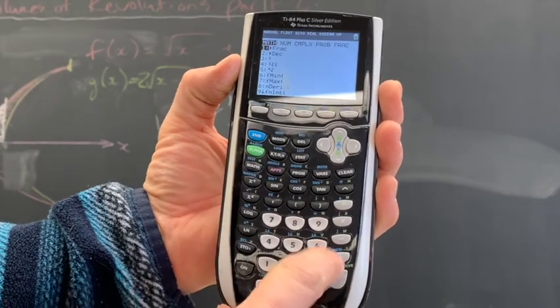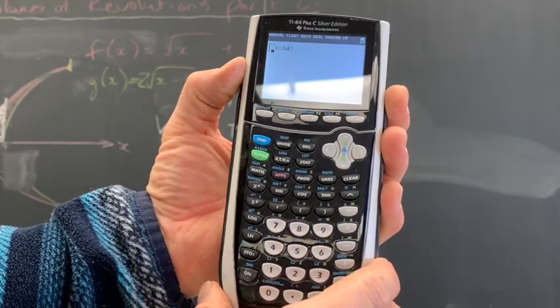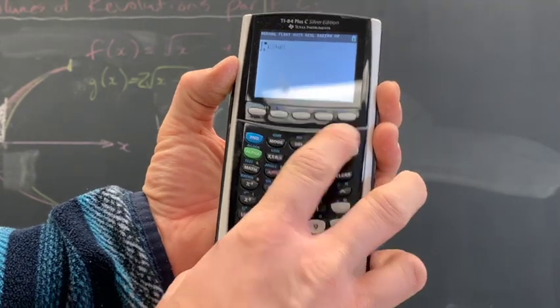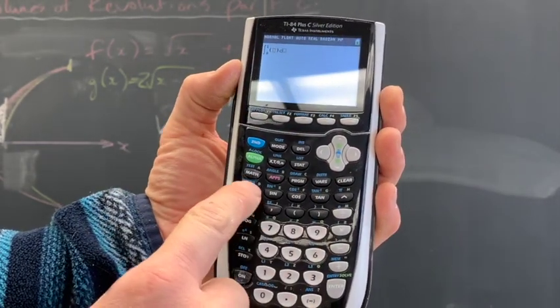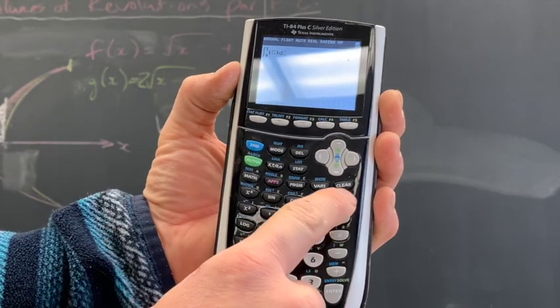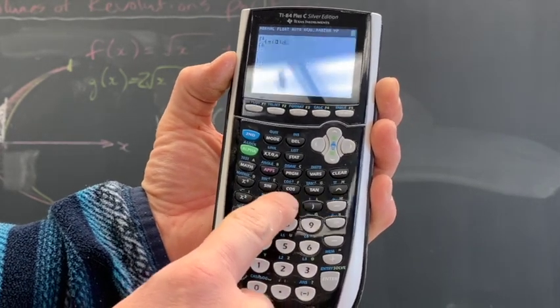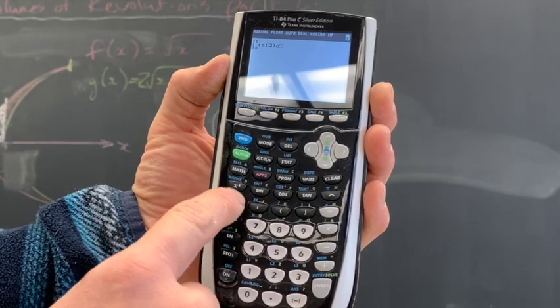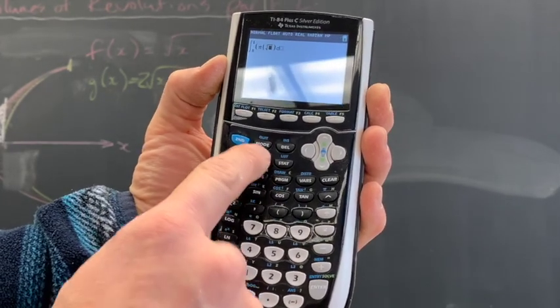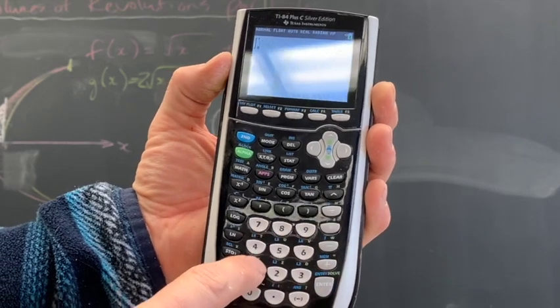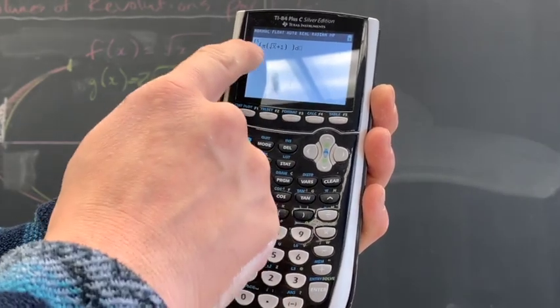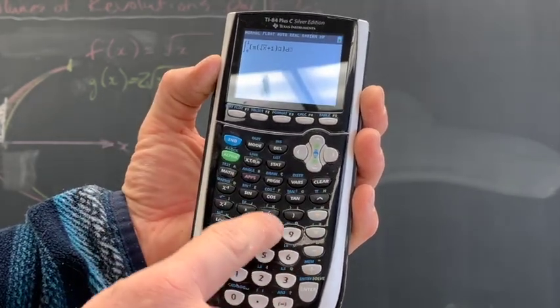So I'll go math 9 for integral. We go 0 to 1. Now everything inside of here is being integrated, so I'm going to use pi, so that's second function pi. Now my function is going to be squared, so it'll be the root of 2x plus 1, but that whole portion is squared.